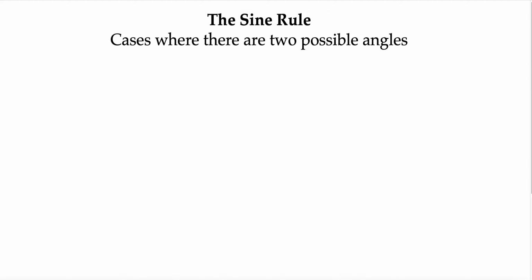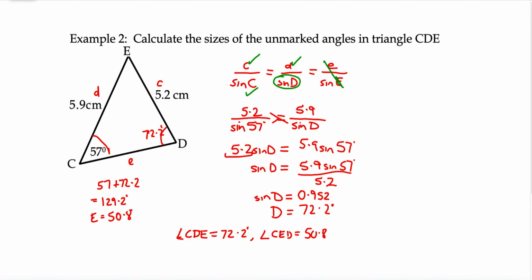Okay, so we've been watching a couple of videos about calculating sides and angles using the cosine rule. I want to just throw in an extra little fact that we need to be aware of when we're calculating angles using the sine rule. I want to just throw you back to one of the examples that we did when we were looking at calculating an angle, in this case here, the angle at D, 72.2 degrees.